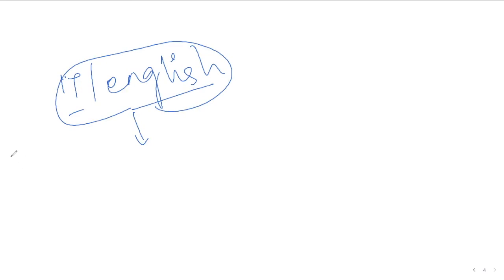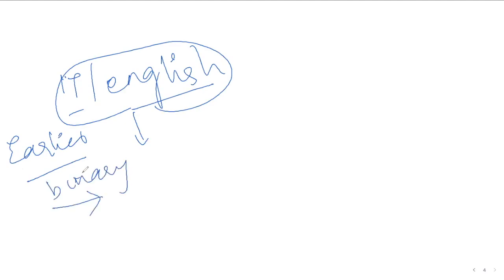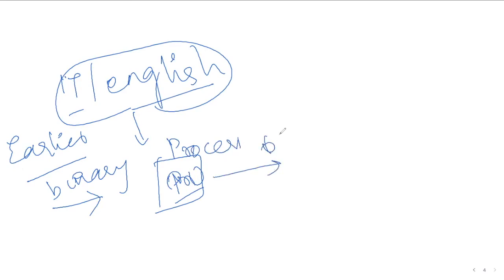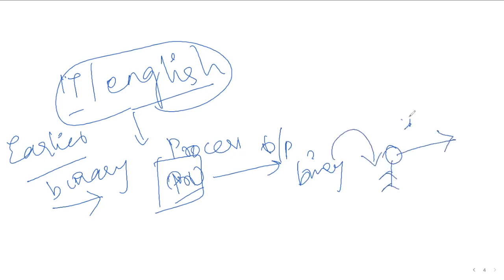So in the earlier stages, how did the computer work? The input for the computer would be binary, and the computer would process it. Imagine this is the computer, the CPU. The system would process it and give an output as binary, and a person standing there would collect this output and convert it to the required result. He would convert it, at the initial phase.